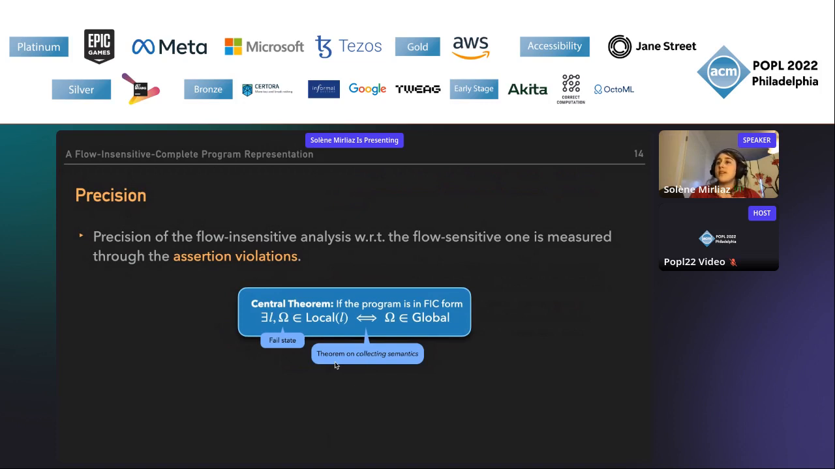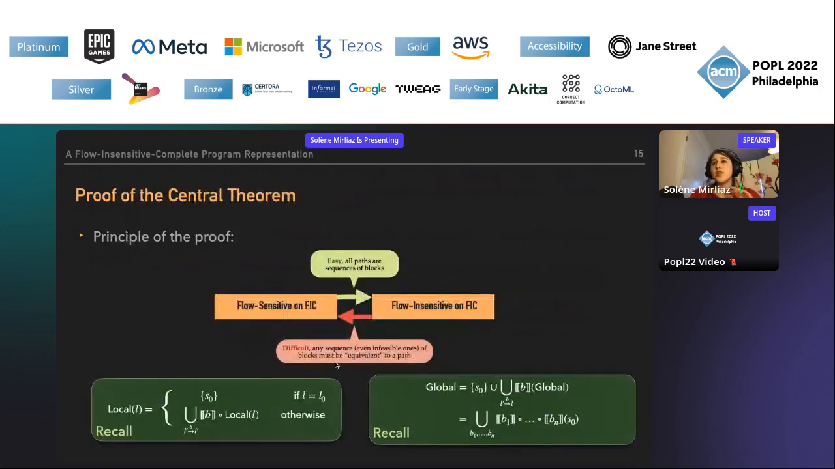To prove this equivalence of precision, we have two implications to prove. One is quite easy. If I've got an assertion violation in the flow-sensitive analysis, it means that I've got a sequence of block which raises this violation. And I will find the same sequence of block in my global invariant because I do not enforce any order.